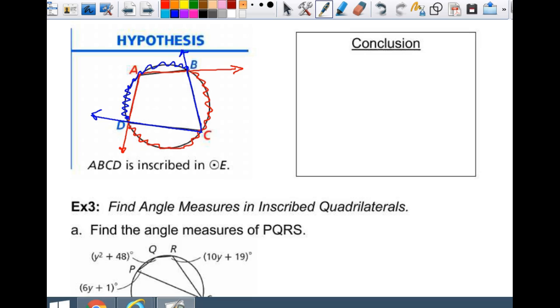The same thing would happen with the other opposite angles. If I drew that on there, they'd just be like way too much. But you can see that basically angle D is going to intercept arc AC this way.